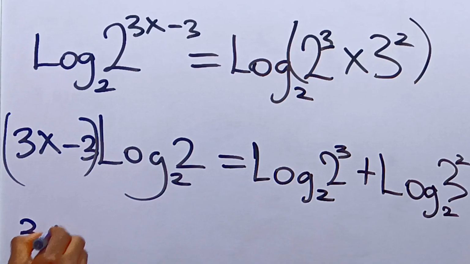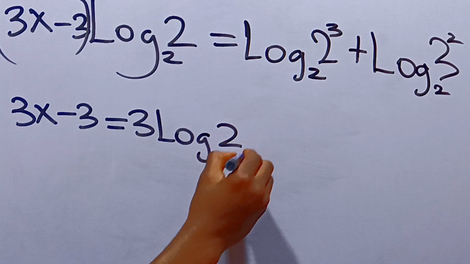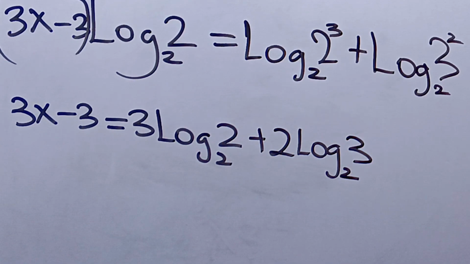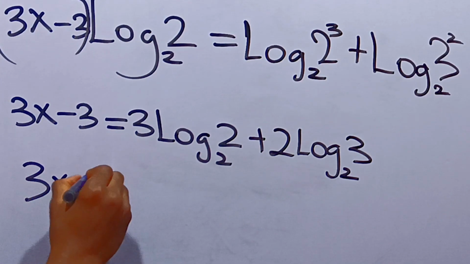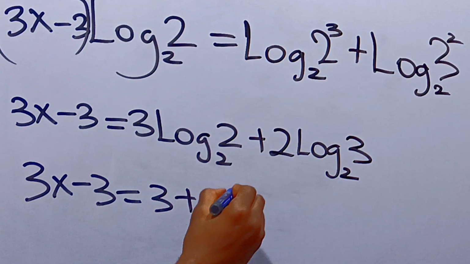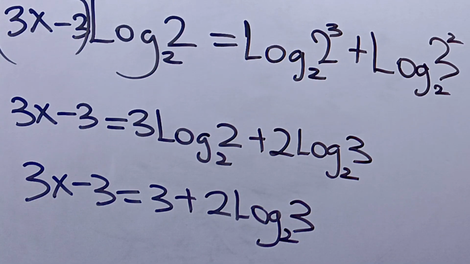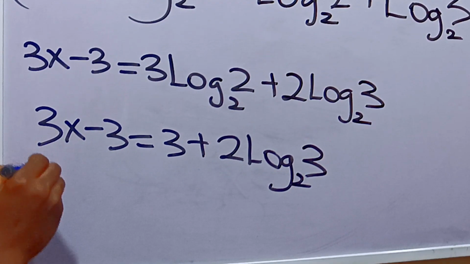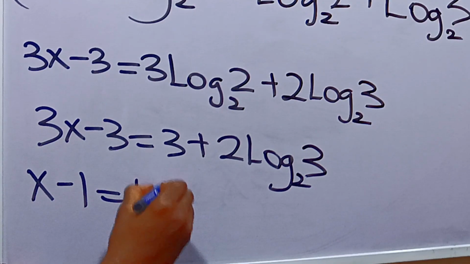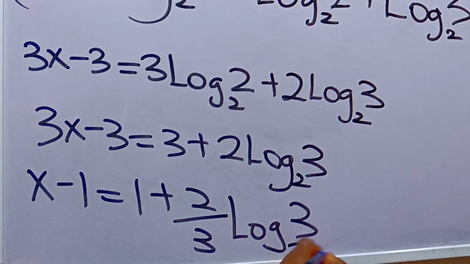Now, log of a number to its own base is 1. So 1 times this is 3x minus 3, to be equal to 3 multiplied by log of 2 to base 2, plus 2 multiplied by log of 3 to base 2. Now this is 3x minus 3 to be equal to, log of 2 to base 2 is 1, 1 times 3 is 3, plus 2 multiplied by log of 3 to base 2. Now, dividing each term here by 3, we have that x minus 1 is equal to 3 divided by 3, which is 1, plus 2 over 3 multiplied by log of 3 to base 2.